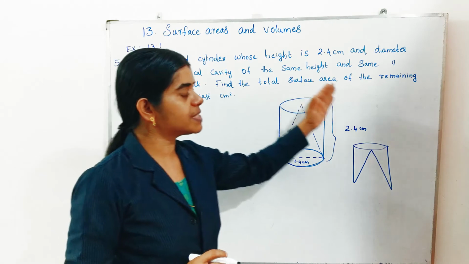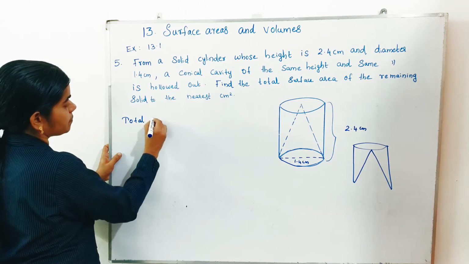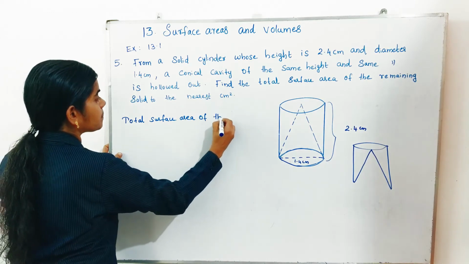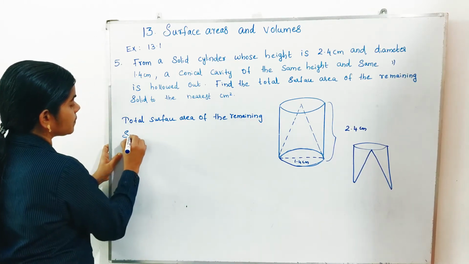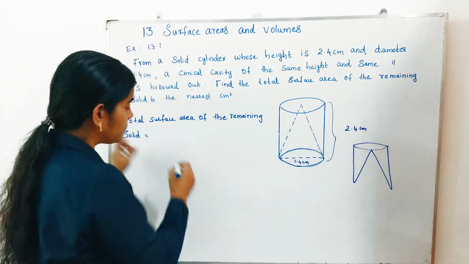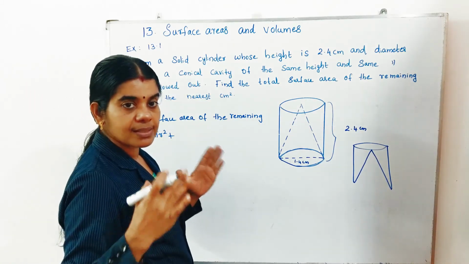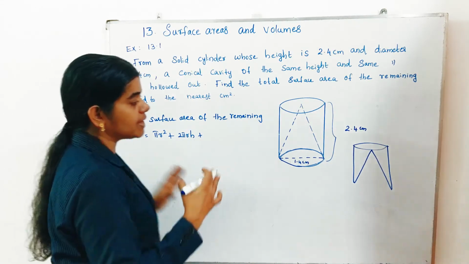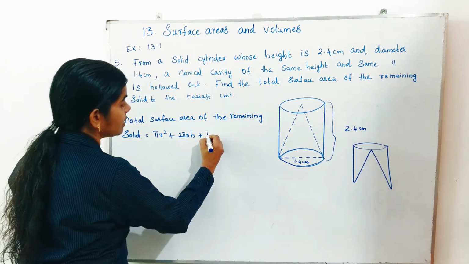So the total surface area of the remaining solid is equal to one circle face, that is pi r square, plus the curved surface area of the cylinder, which is already there, nothing happened, so 2 pi r h. Then the conical cavity is removed, but this part we can view. So that area also we want to find, that is equal to pi r L.